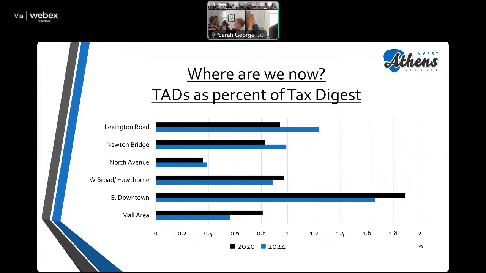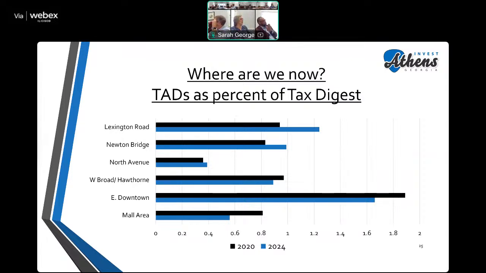And that 5.8 number that we started with, that was the total of the tax rate. Because remember, there's a rule at the state level that all of the parcels that are bound up in TADs within a community cannot be in excess of 10% of the total digest. What about East Downtown? I understand the mall, but why has that gone down so much?